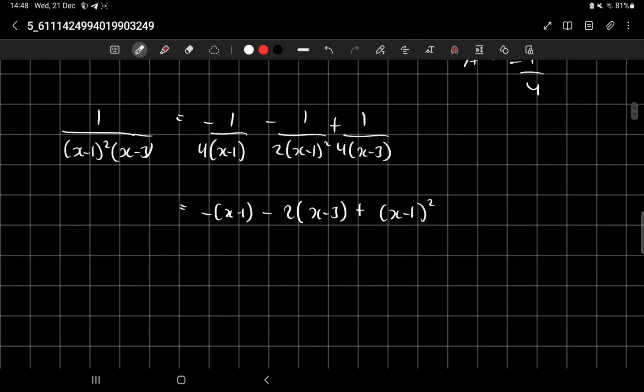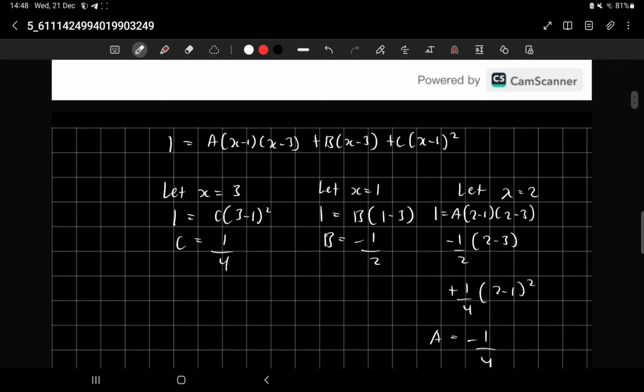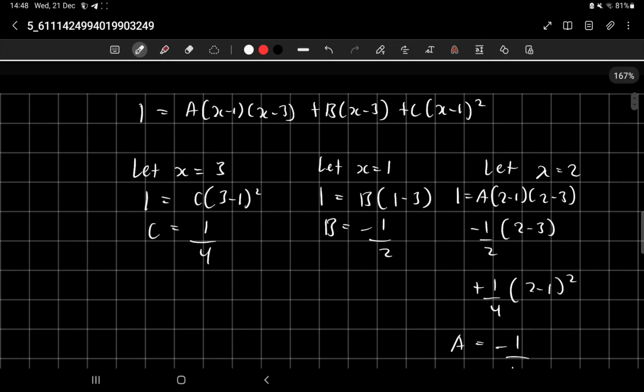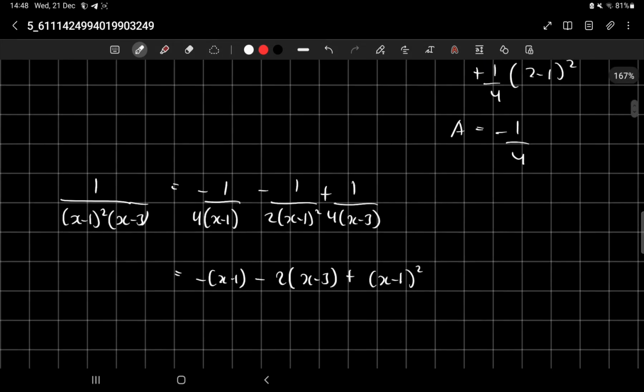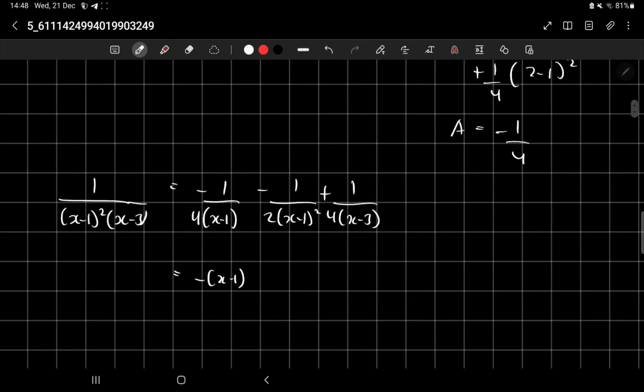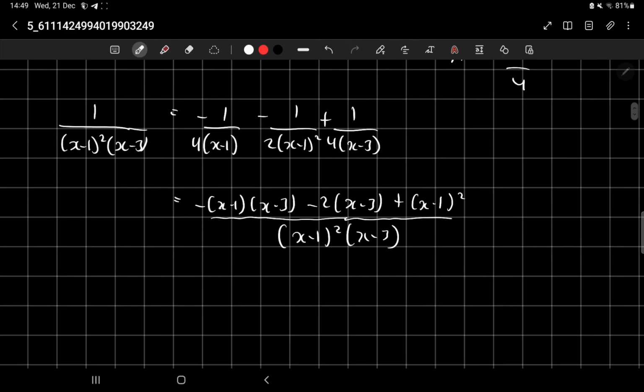Hold on, give me a second to figure out what is going on. Oh yes, I didn't make any mistakes. Oops, I forgot. This part here should be (x minus 3) minus 2(x minus 3), and then this should get (x minus 1) squared, then divided by, I mean, this is a proper way if you want to recheck your answer. Okay. Oops, and I forgot my 4.